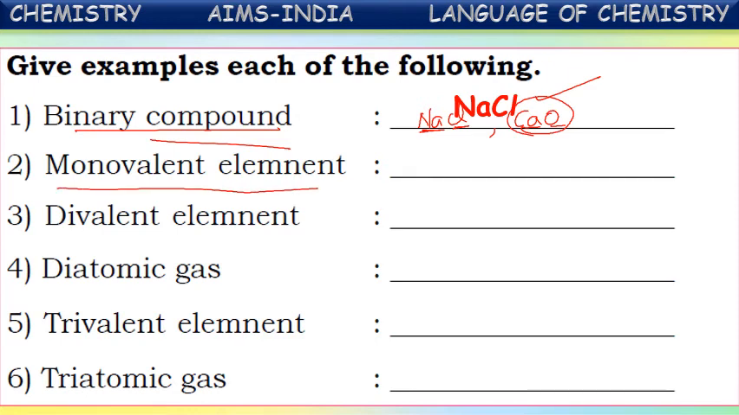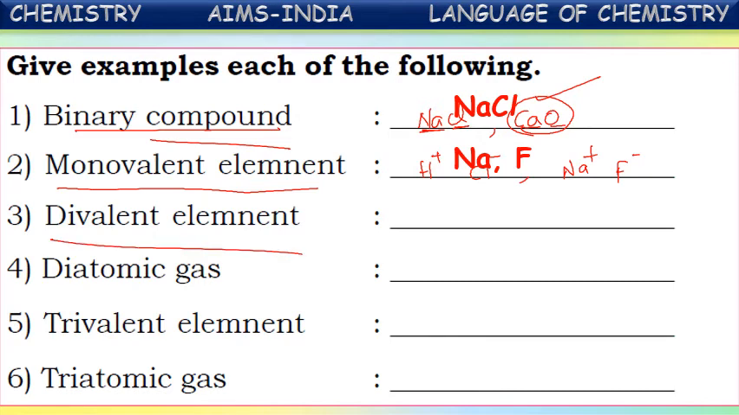Come to the monovalent element. H plus is monovalent only, no. Cl minus is monovalent. Na plus is monovalent. All these are monovalent elements. Let us see. Sodium and fluorine he has given. Like chlorine, even fluorine also is minus. It is a monovalent element.